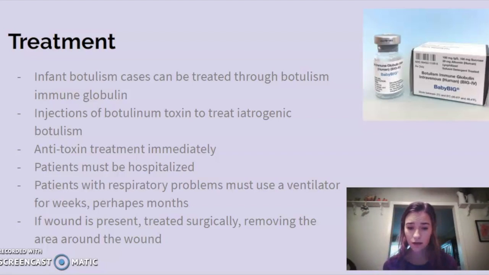In general cases of botulism, injections of the botulinum antitoxin to treat iatrogenic botulism are recommended, which can be done in a hospital. It's important that those patients are hospitalized immediately. Time is of the essence with this disease, and so they should be hospitalized and cared for, and that antitoxin treatment should be done immediately as well. If a wound is present, it's a good idea to treat that surgically and remove all of the area around the wound so that it does not spread anymore and it won't affect other parts of the body.